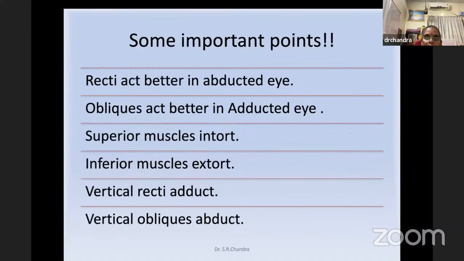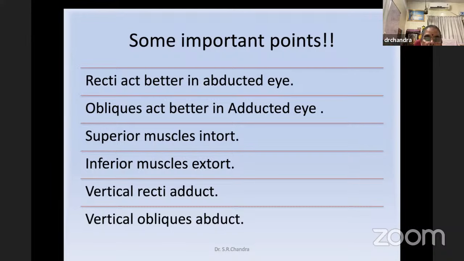And then the end organ which carries out these movements is the muscles. As you remember about the eye muscles, one is the recti. The recti act better in the abducted eye. So if you are checking a rectus, you always check in the abducted posture. So recti act better in the abducted eye. Obliques act better in the adducted eye.